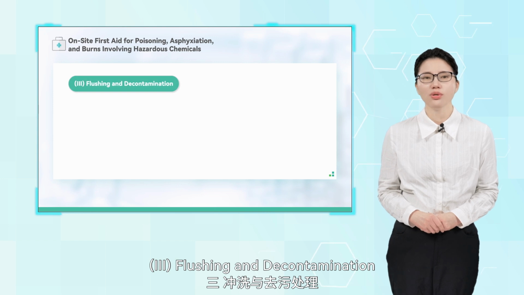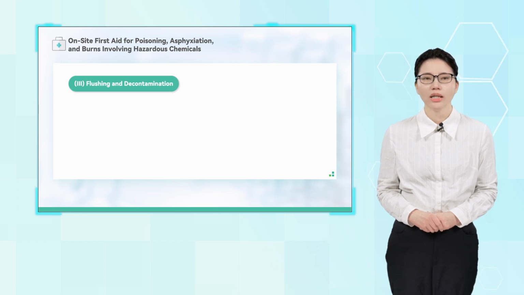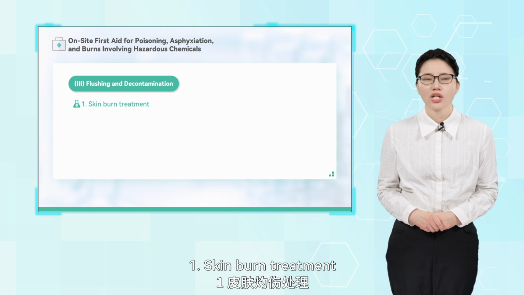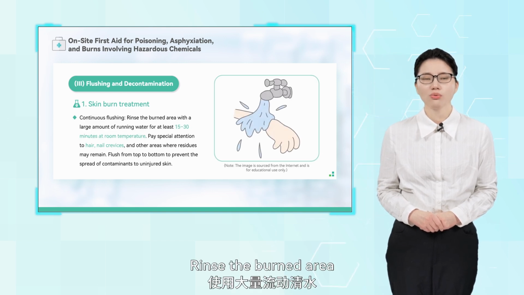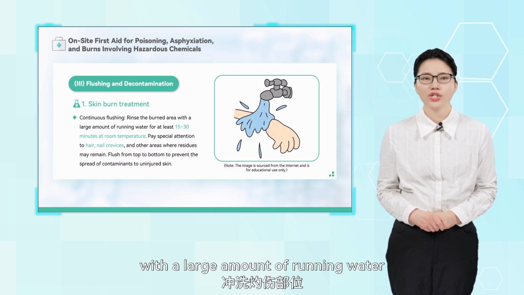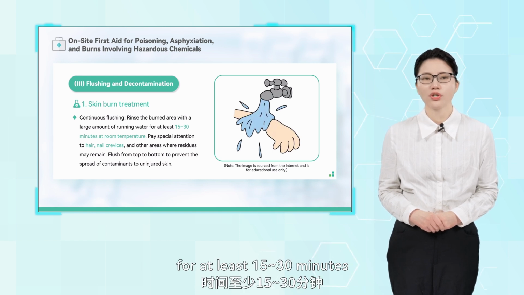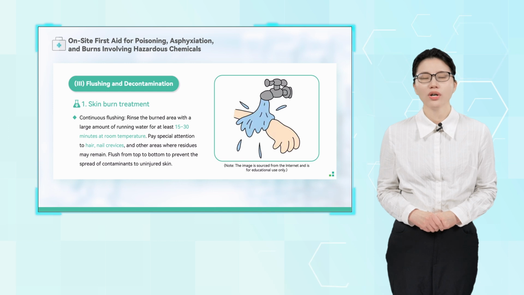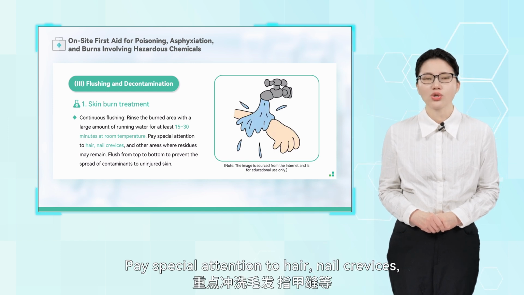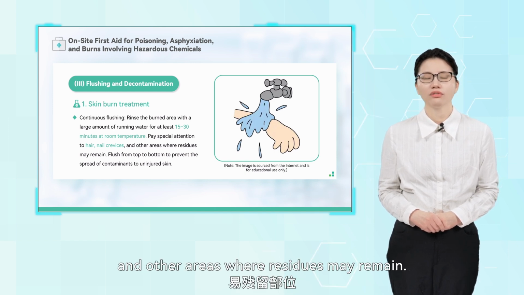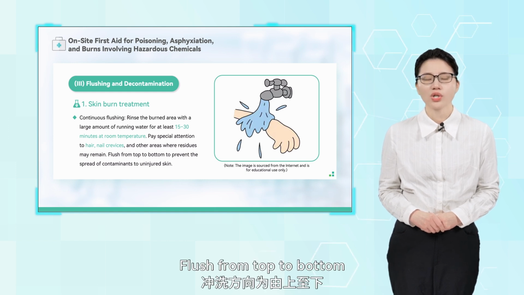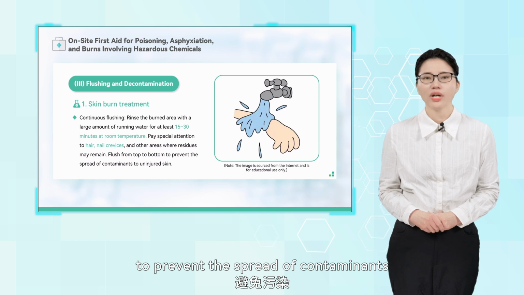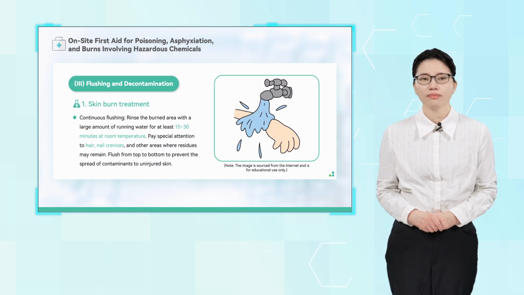3. Flushing and decontamination. 1. Skin burn treatment. Continuous flushing. Rinse the burned area with a large amount of running water for at least 15 to 30 minutes at room temperature. Pay special attention to hair, nail crevices, and other areas where residues may remain. Flush from top to bottom to prevent the spread of contaminants to uninjured skin.